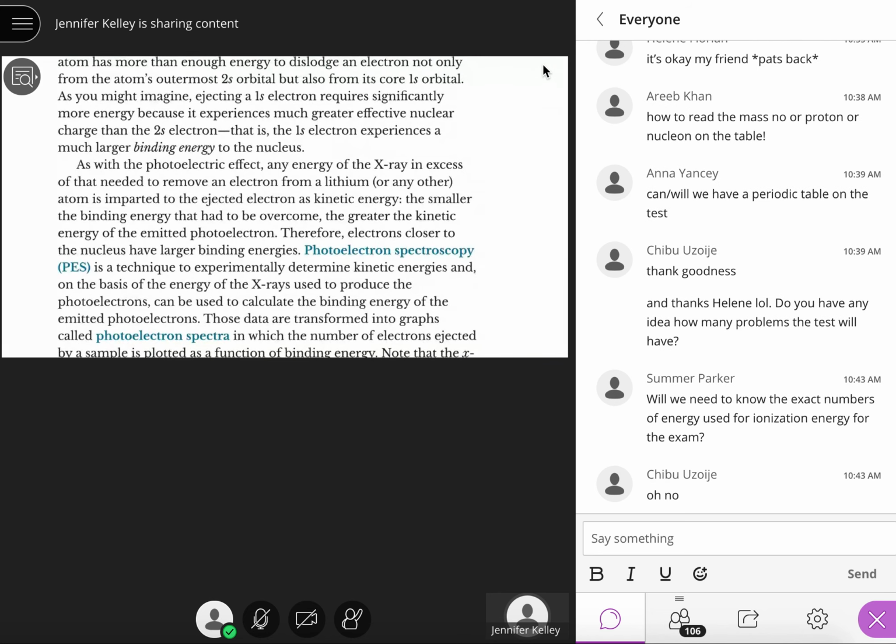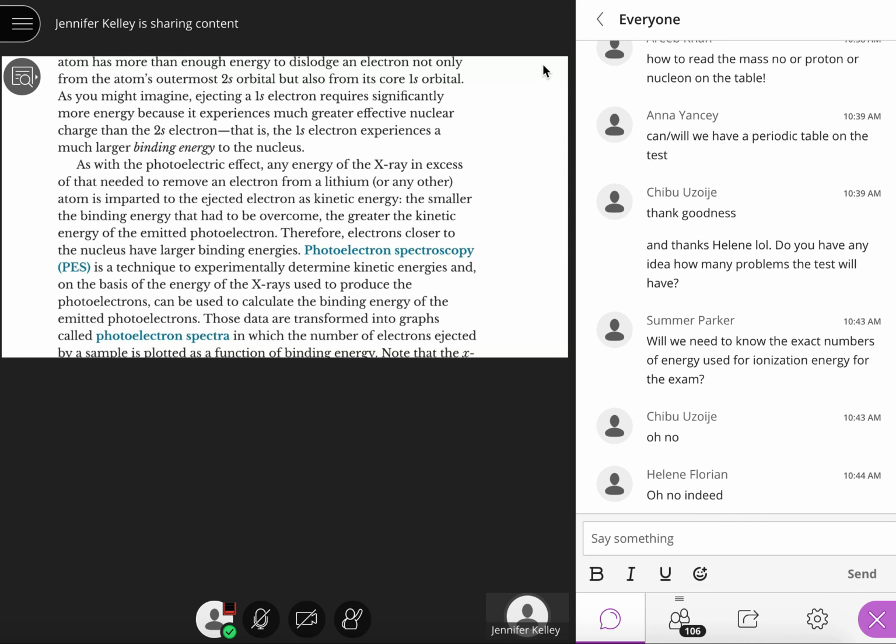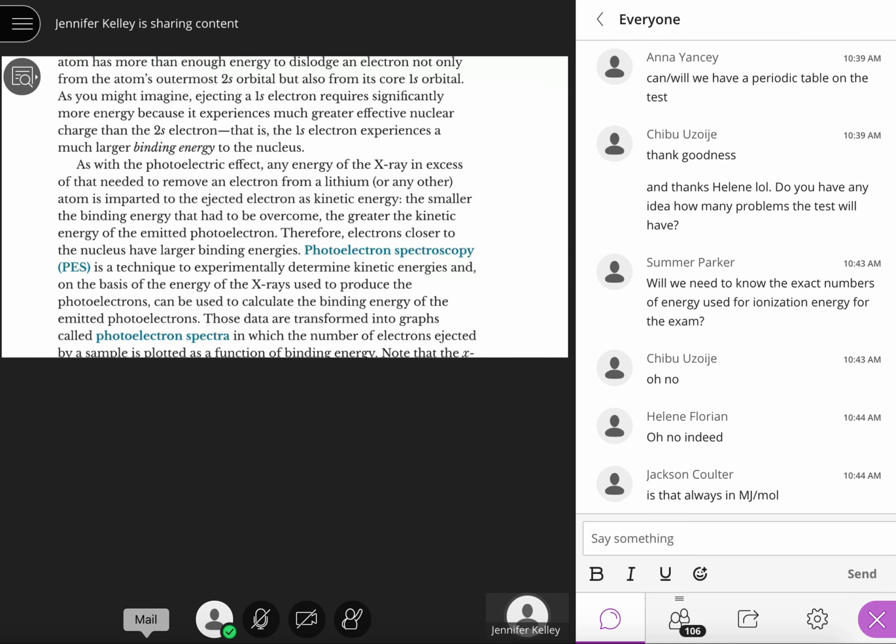No. You don't need to know the exact numbers of the ionization energy. Not at all. You just need to know the trend, so that if you were given something like this, you could tell where the core electrons were being pulled off, because there would be a large jump. So you definitely don't have to memorize that chart. That would be a nightmare.